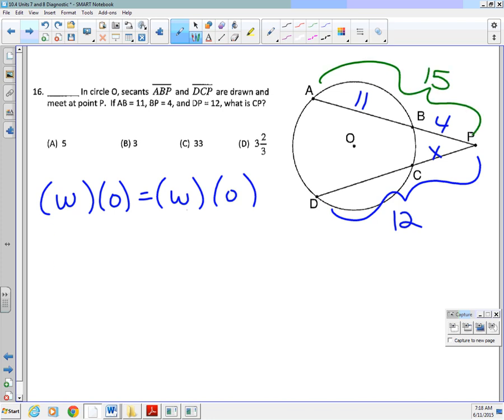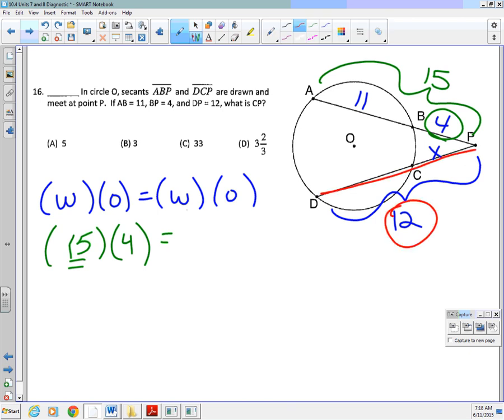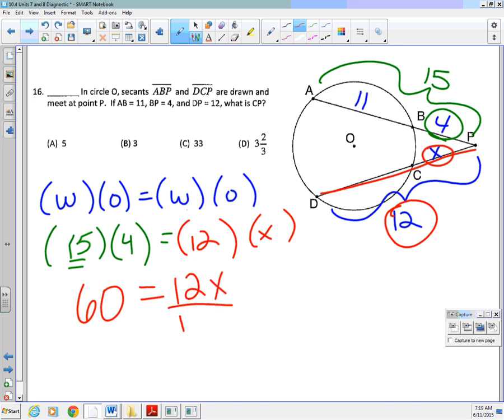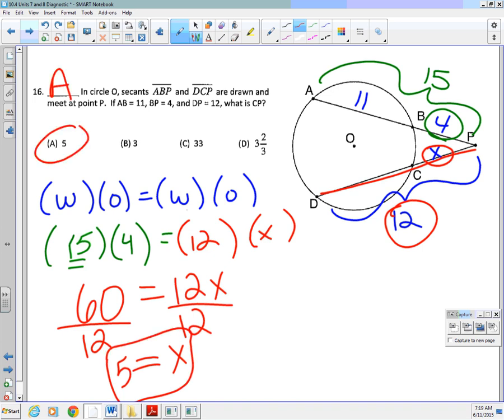Important. The entire thing, that's important. My outside part is 4 equals the whole segment D to P was 12. The outside piece is X. So now I have 15 times 4 is 60. 60 equals 12X. Divide by 12. And X is 5. Again, not a hard question, but if you don't know the rule, you're kind of done on a question like this.